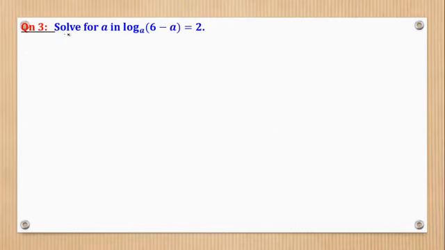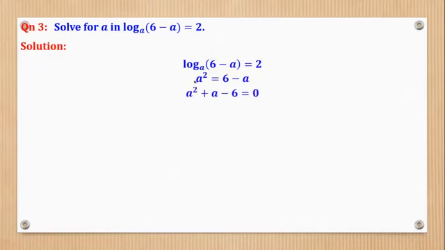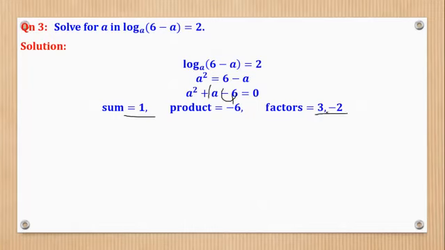Then question 3, solve for A in this. First is to eliminate the logarithm. To eliminate, we said this to power this is equal to this. So let's use that idea. Then we shall come up with a quadratic equation, then we solve it. Sum is 1, product is -6, factors will be 3 and -2.